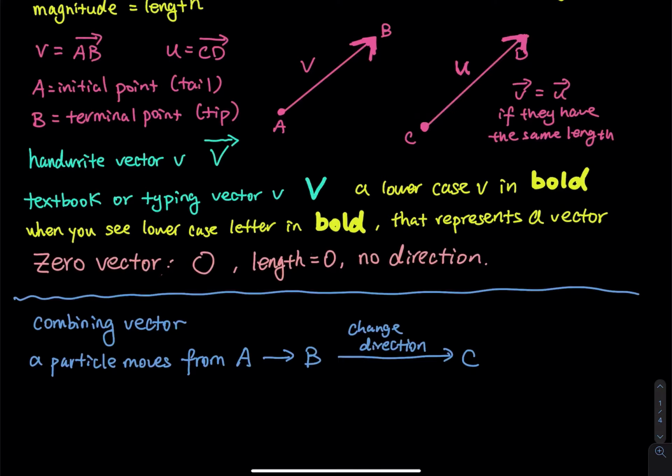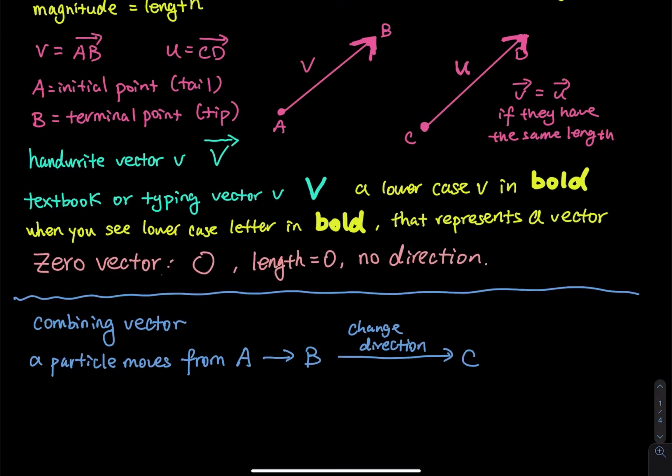And then there is a zero vector. The zero vector is just a zero. The length of this vector is equal to 0, and the zero vector has no direction. Now, how do we combine vectors? Let's say we have a particle moving from point A to point B, and then at point B, the particle changes direction and moves to point C.